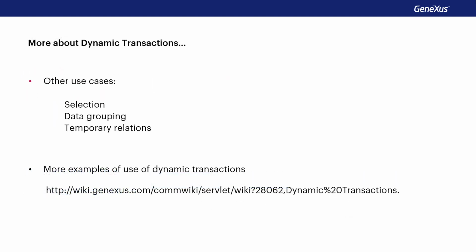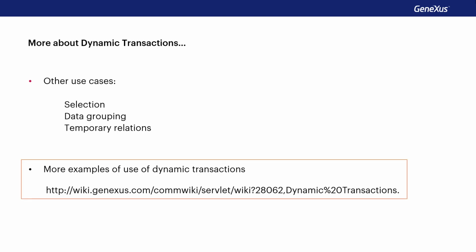Finally, it's worth mentioning that we've seen a single use case of dynamic transactions, but there are multiple cases, such as selection, data grouping, and temporary relationships that we'll address in other courses. You can access more information using the link on the screen.